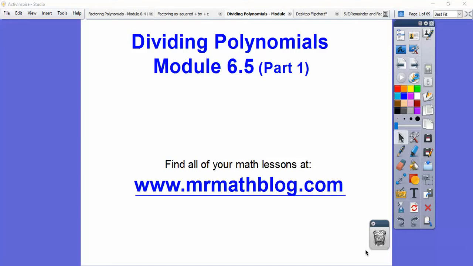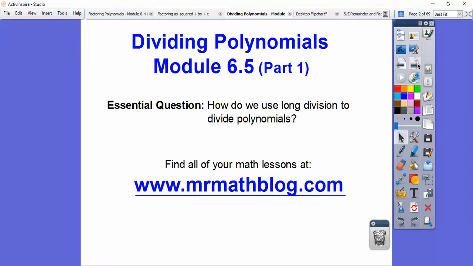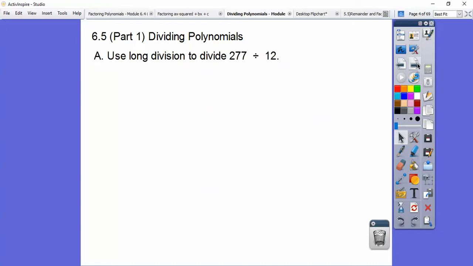Okay, gang, this is polynomial dividing. So lesson one, we're going to use long division. Okay, so our question is, how do we use long division to divide polynomials? Okay, so here we go. So let's use long division from our grade school skills that you guys loved so much.